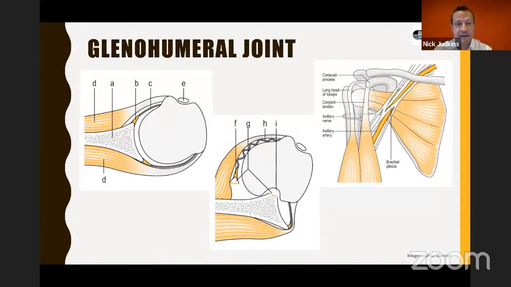Okay, so A is the scapula, B is the fibrocartilaginous ring of the glenoid labrum, C, the joint capsule, and D, the muscles of the rotator cuff. With E, just there as a reminder that the tendon of the long head of biceps also does provide a little bit of stability to the joint as well.